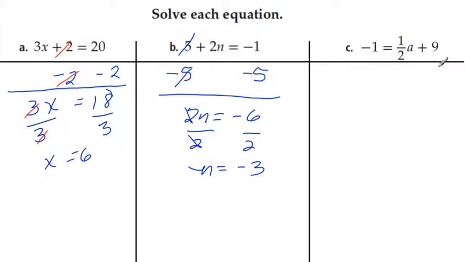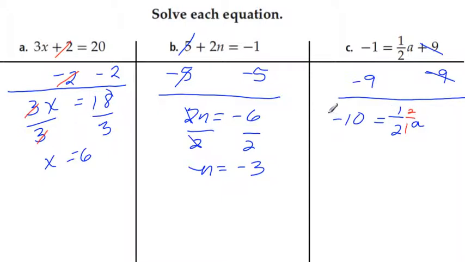And lastly, on the right-hand side, subtracting 9 from both sides, -9 and -9. Working vertically, okay, the 9's drop out. On the left side, we have -10, then we have our equal sign, and we still have 1/2 a. Well, how do we get the 1/2 to go away? Well, we need to do the opposite, and that's multiply by 2/1. So I'm going to multiply this side by 2/1 and multiply this side by 2/1 as well. When we do that, the 2's cancel over here, and we're just left with the variable a, and -10 times 2 is -20.